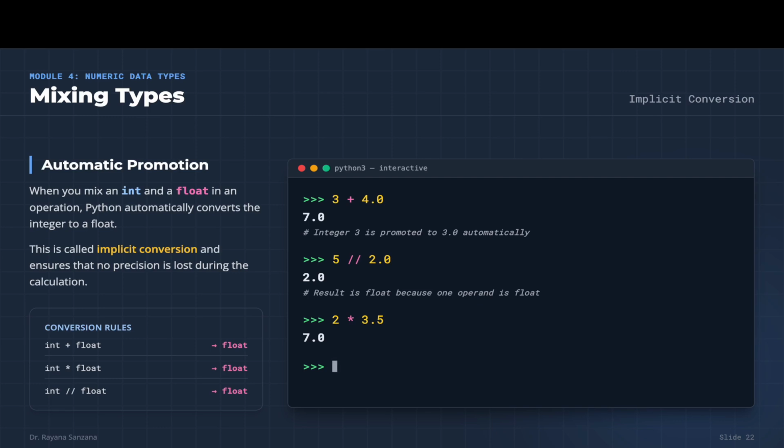Then let's look at the second line, 5 // 2.0. So even floor division, which usually gives an integer, returns a float, 2.0. If any input is a float, then it will return a float. Then 2 ** 3.5 results in 7.0. This happens automatically to prevent you from losing precision, like losing the 0.5 in 3.5.